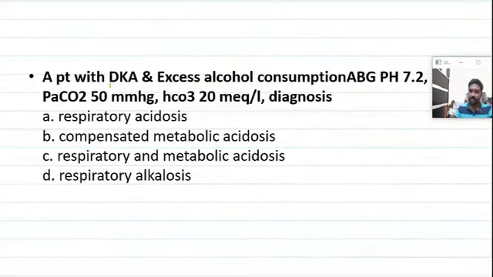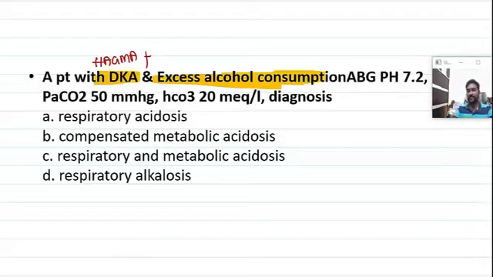So another question, a patient with DKA, excess alcohol consumption. His pH, PaCO2 and bicarbonate is given. They are asking you the diagnosis. So by history, what can happen in this patient? DKA, there can be a high anion gap metabolic acidosis. Excess alcohol consumption will also cause metabolic acidosis. And whenever there is excess alcohol consumption, also suspect some respiratory depression. If there is alcohol intoxication, patient can also have respiratory depression and also he can develop respiratory acidosis.